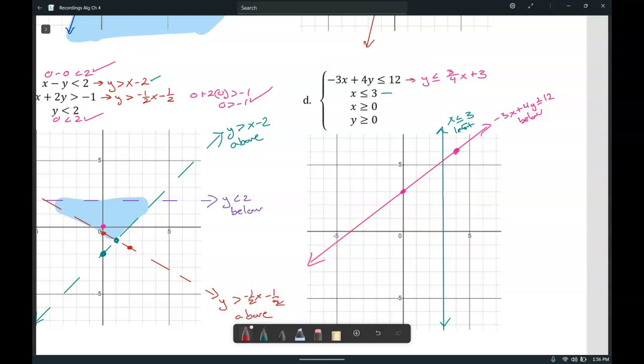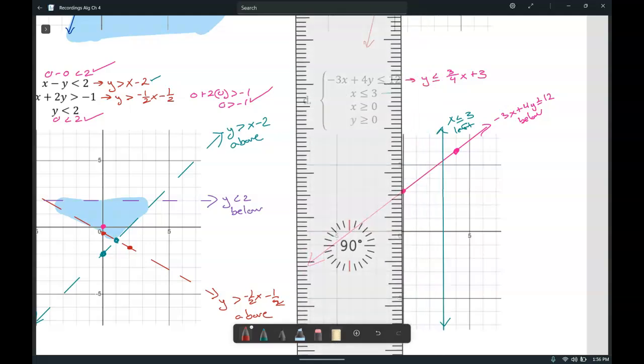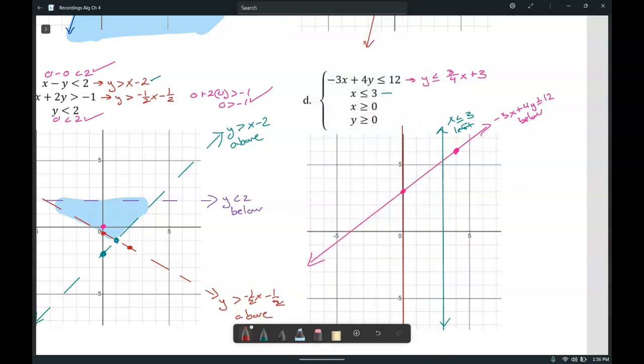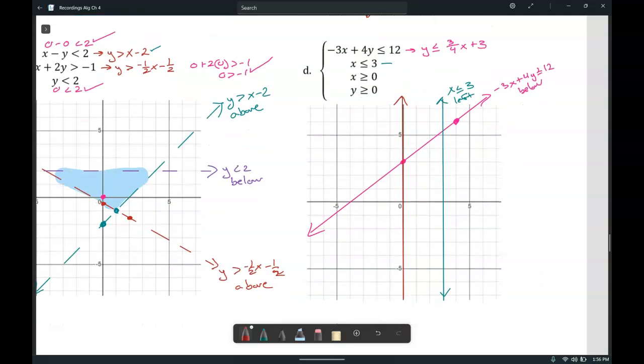Let's graph the next one. X is greater than 0. That's a vertical line at 0. Solid line, greater than or equal to. X is greater than or equal to 0. So that means we're going to shade to the right. So we're below here, we're left here, and we're right here. So we're shading somewhere in this column.